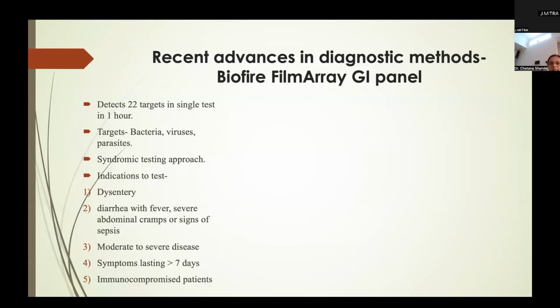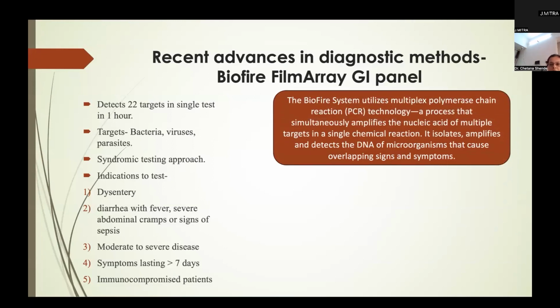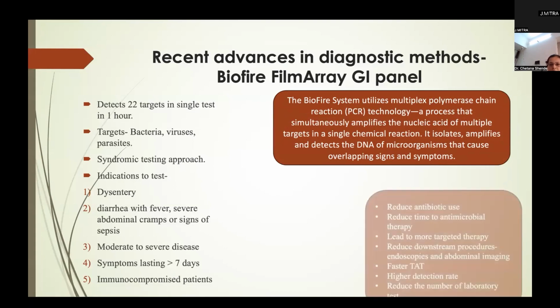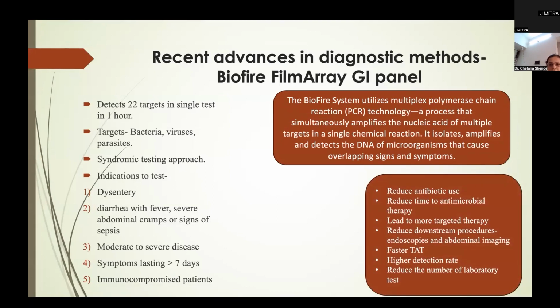So coming to the recent advances in PCR based methods. It is the BioFire technology, the BioFire FilmArray GI panel. It is multiplex polymerase chain reaction technology. This is a process which simultaneously detects and amplifies the nucleic acid of multiple targets in a single chemical reaction. So it isolates, amplifies, and detects the DNA of microorganisms which cause the overlapping signs and symptoms.